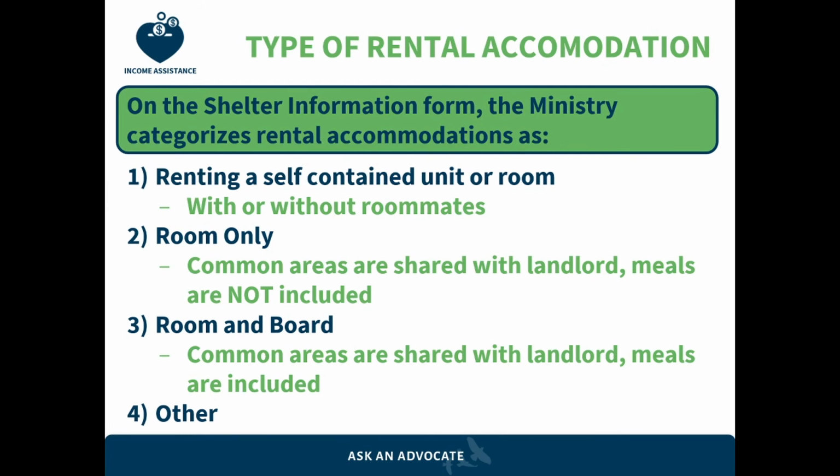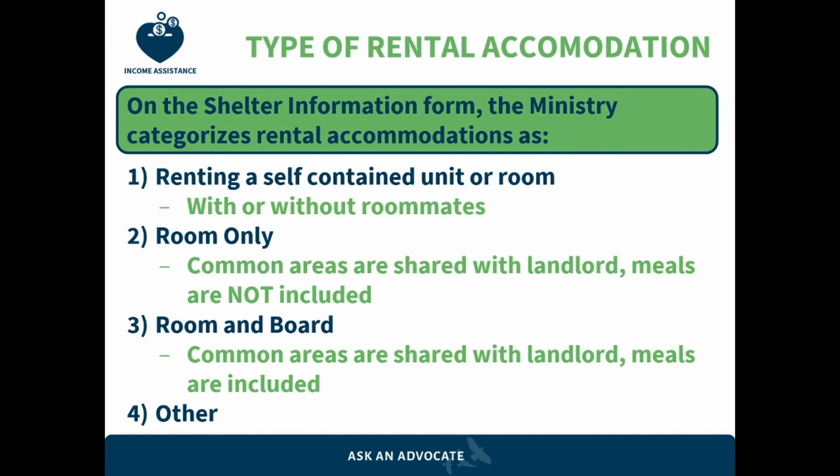There are different categories of rental accommodations that the ministry defines on their shelter information form, such as renting a self-contained unit or room with or without roommates. An example of this would be a private basement suite. The next type of accommodation is room only, which is defined as common areas that are shared with the landlord, but meals are not included. An example of this would be if the applicant is renting a room in a house where they share the kitchen and bathroom with the landlord, but the applicant buys their own food.